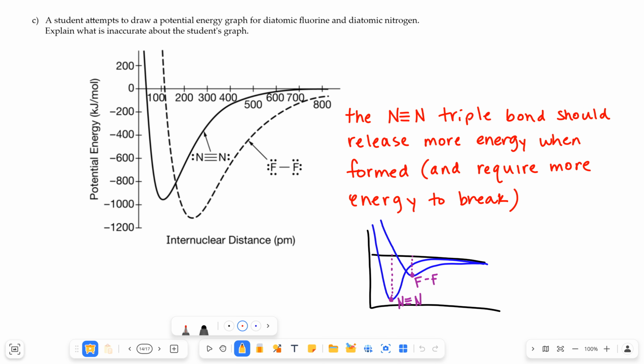But now the error is in the bond energies. That triple should release more when it forms and require more to break. So maybe kind of like these blue graphs that I have drawn on the bottom.